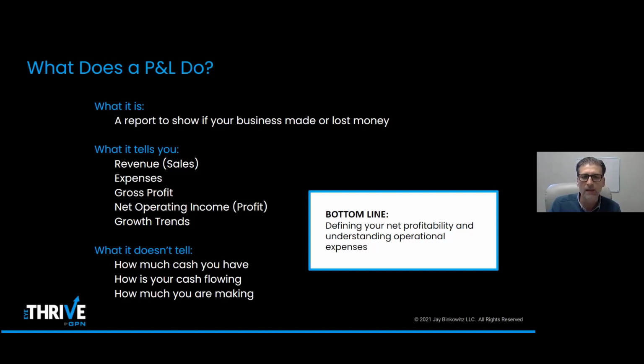But it doesn't tell us anything about how much cash we have. Sometimes a profit and loss statement gets confused with a cash flow statement, so it's important to understand that there are a couple of things that don't show up on a profit and loss statement that don't really tell us so much about how our cash is flowing. It also won't tell us how much money we're making. Sometimes we look at that bottom line and it's either a good number or a bad number, but it doesn't necessarily reflect how the business is doing and answer the question, are we actually making money?